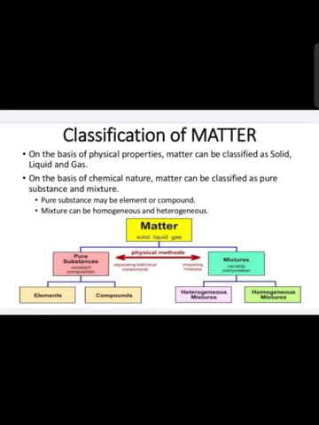Classification of matter. On the basis of physical properties, matter can be classified as solid, liquid, and gas, whereas on the basis of chemical nature, matter can be classified as pure substance and mixture. A pure substance may be an element or compound. A mixture can be homogeneous or heterogeneous. You can see it in the flow chart also.